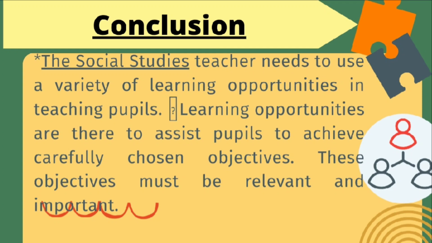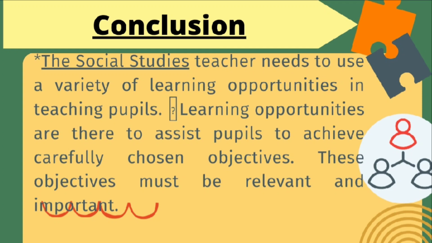There to assist pupils to achieve carefully chosen objectives, and these objectives must be relevant and important, not just to be forgotten, like the most essential learning competencies that are now out. The target is what the children should learn. Okay, that's all for lesson 3.